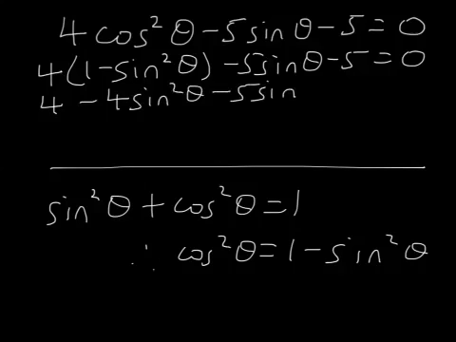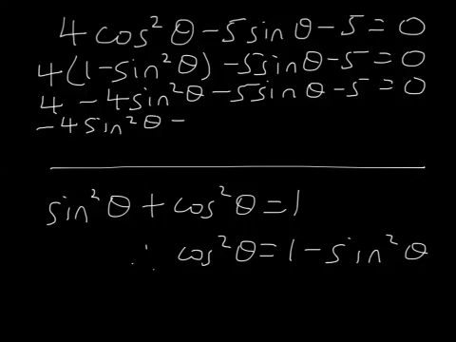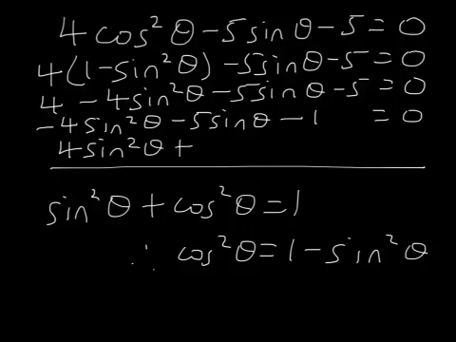This just stays the same. And then let's write that as minus 4 sine squared theta minus 5 sine theta. 4 minus 5 is minus 1, so it's minus 1, and that equals 0. Lots of minus signs. Let's multiply both sides of the equation by minus 1, just to simplify things. And now I've got a quadratic in sine theta.